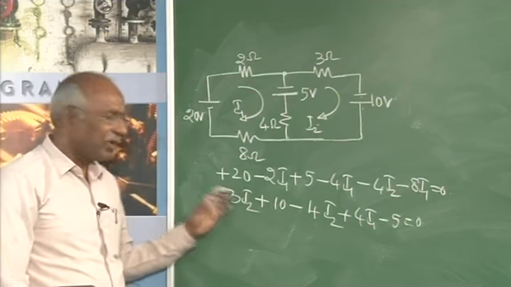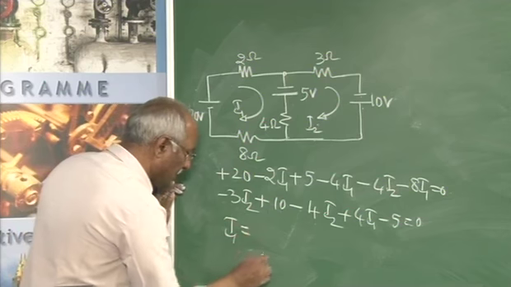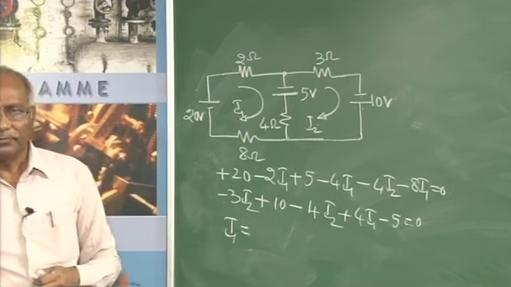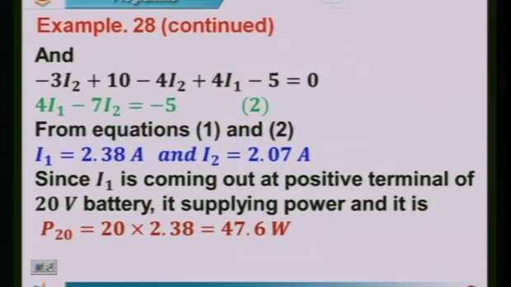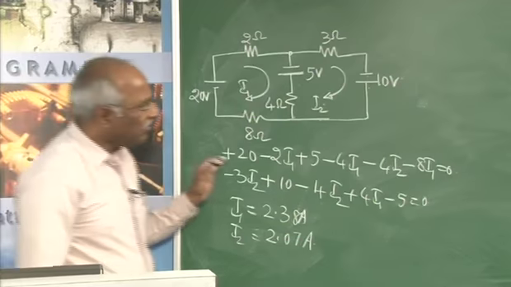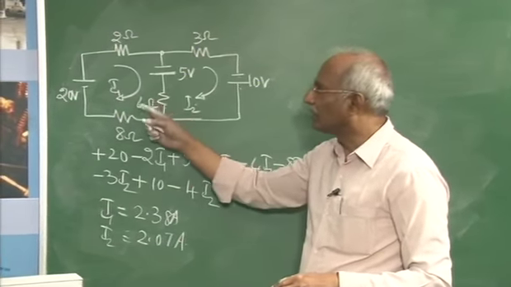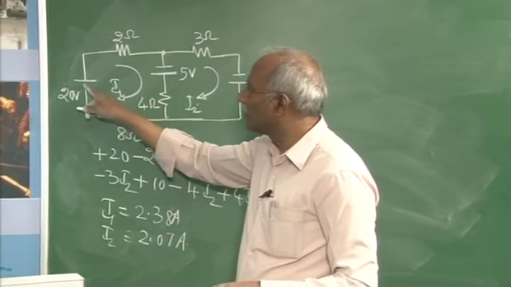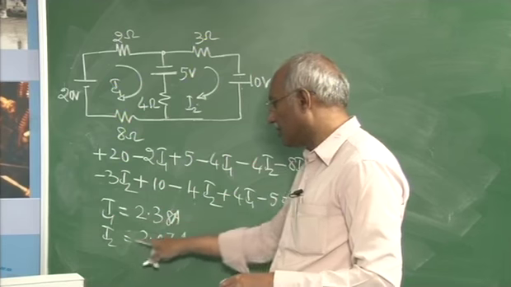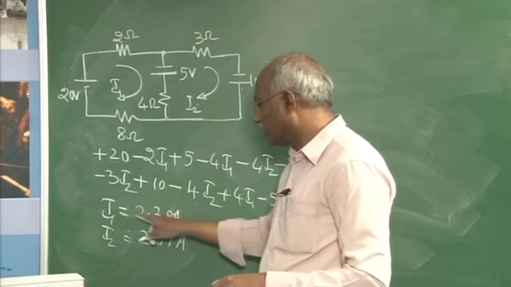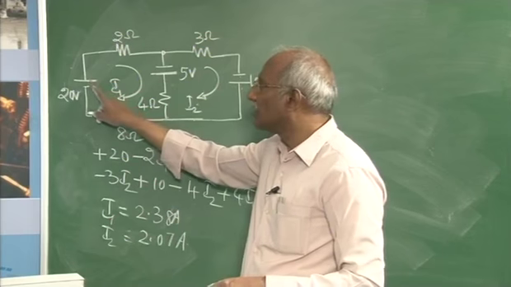Solve these two equations to find out I1 and I2, in which case I1 will be equal to 2.38 amperes and I2 is equal to 2.07 ampere. So with that, what's the power consumed by the resistors and what's the power supplied? I1 and I2 both resulted in positive sign. Since I1 is coming out of the battery here, it is supplying power.